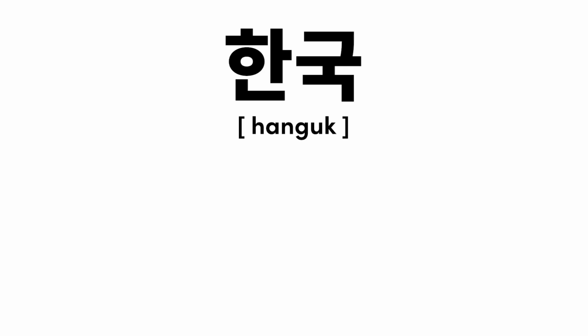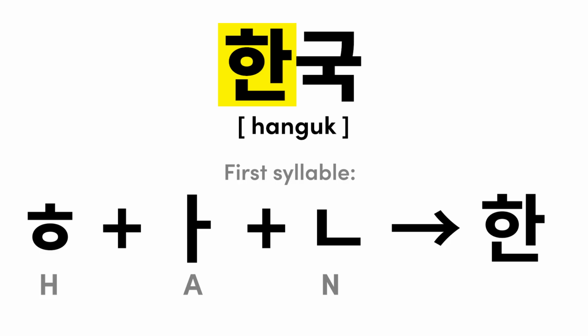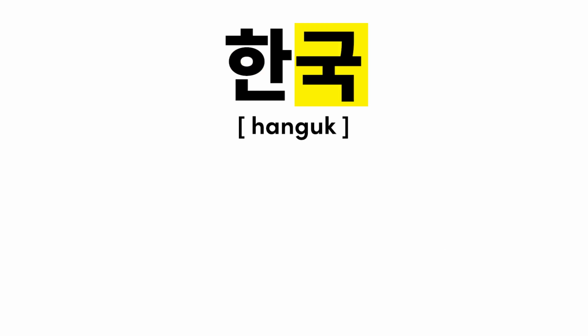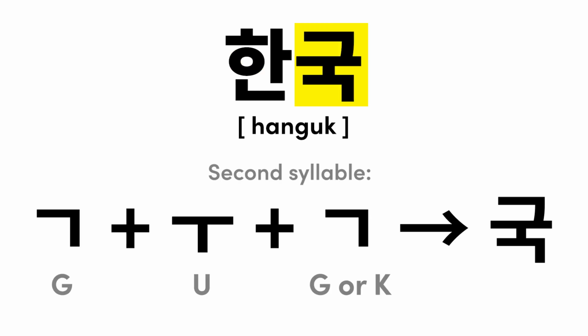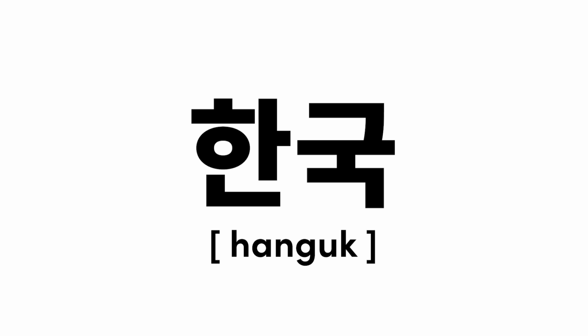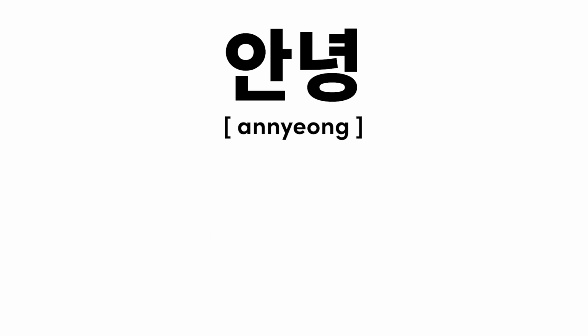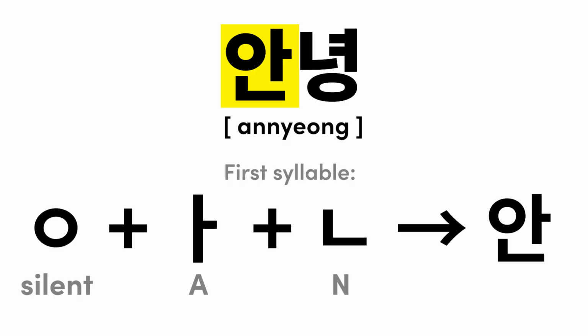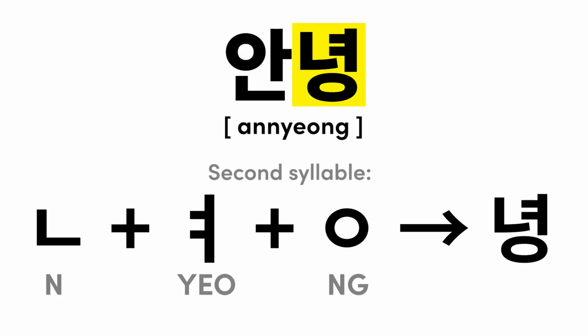Let's put everything together and practice reading and writing some common Korean words. I'll break them down letter by letter. First example is 한국. It means Korea. First syllable is 한, and second syllable is 국. 한국. And second example is 안녕, and it means hello. First syllable is 안, second syllable is 녕.